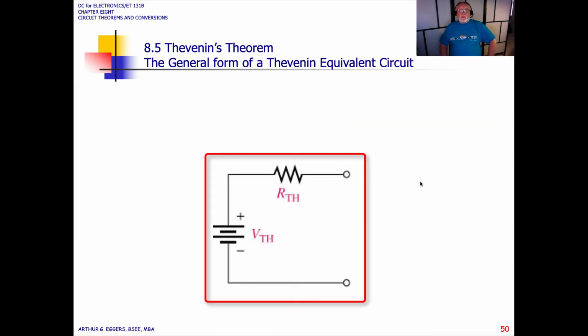So let's look at some of the general forms. In the general form, this is what essentially a Thevenized circuit looks like. You end up with some equivalent resistance that we call the Thevenin's equivalent and the Thevenin's source.